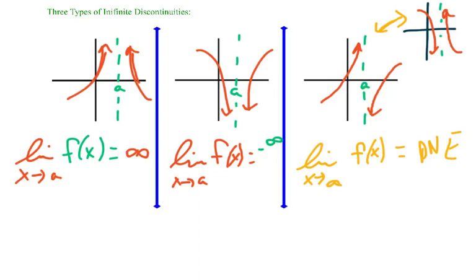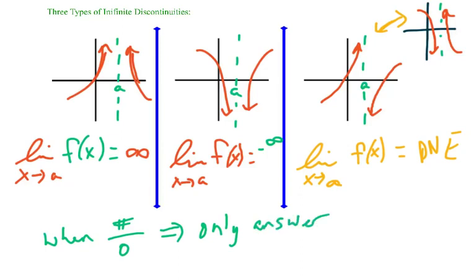Now, it's super important to understand that when you get a number over 0 after you plug in, the only answer choices for your final answer are going to be positive infinity, negative infinity, or it does not exist. It is not going to be possible to get like 2 as your answer, or 5, okay? These 3 graphs are the only possible outcomes for when you plug in and get a number over 0.